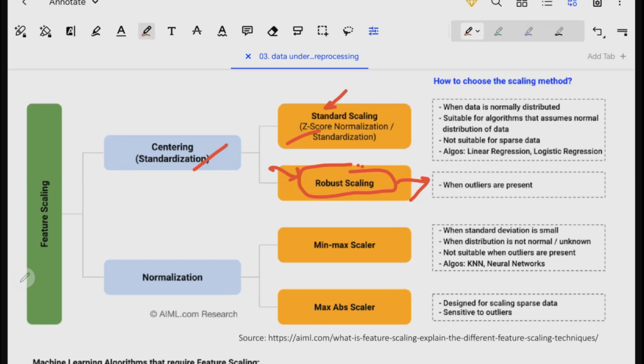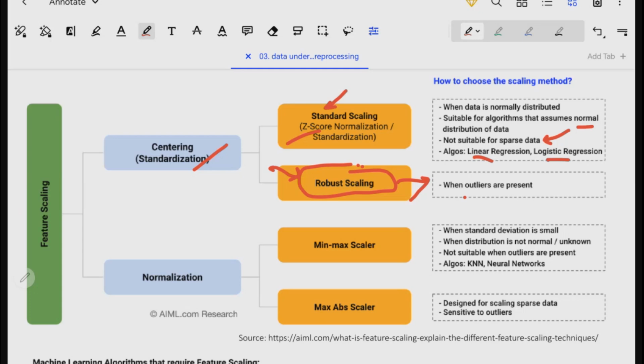So z-score, you look for it when algorithms assume a normal distribution. As already given to you here, it is not suitable for sparse data. So again, if you have sparse data, this transformation is not so useful. These are some of the algorithms where z-score can be useful. Robust scaling, when outliers are present, then robust scaling is also good. Okay, you can apply it.